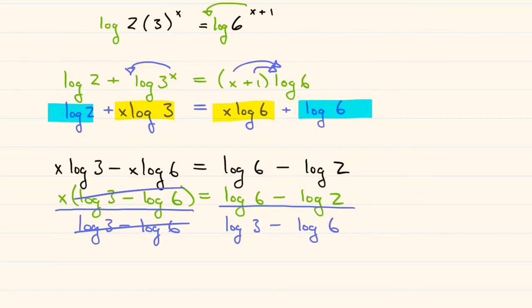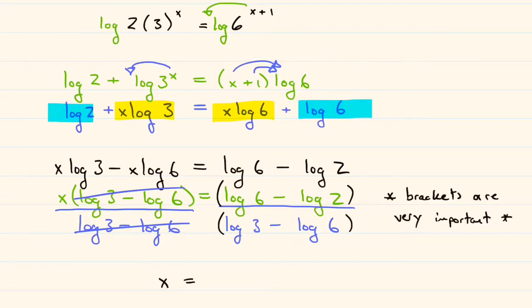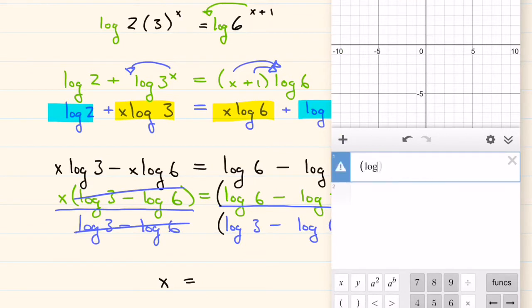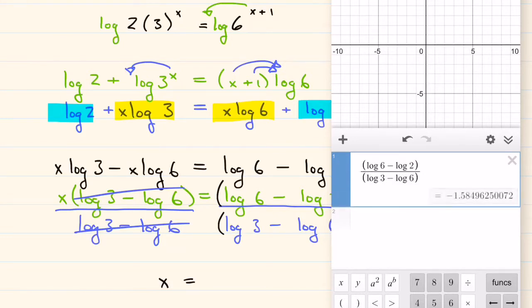You could actually simplify that a little more if you want to, but typically it's not done. What's really important is that you put brackets around the numerator and brackets around the denominator. So when I enter it into the calculator, or into Desmos in this case, it's just log 6 minus log 2 inside brackets, all divided by log 3 minus log 6. So what the brackets make sure is that it's the whole thing in the numerator, the whole thing in the denominator. If you don't have brackets, it's really only going to divide the log 2 by the log 3. And there's the solution, negative 1.585.